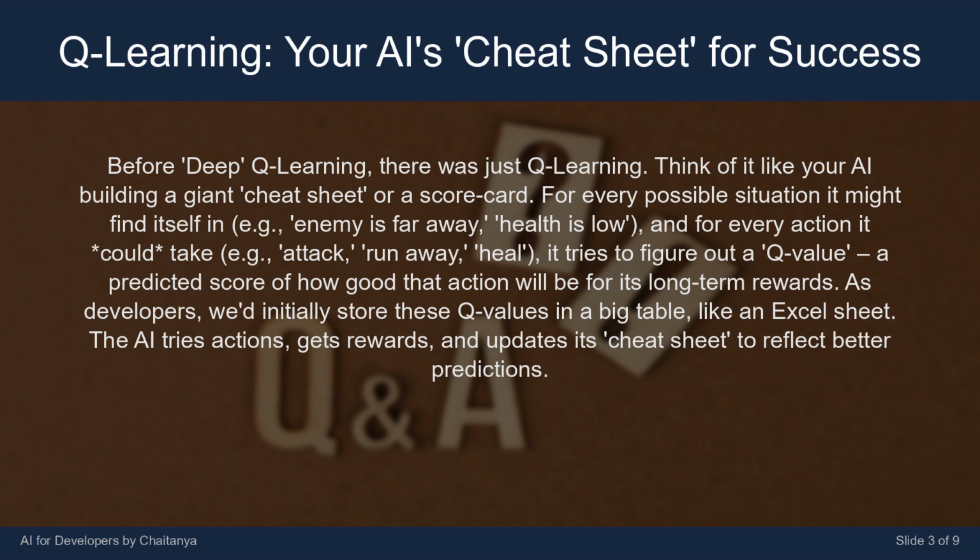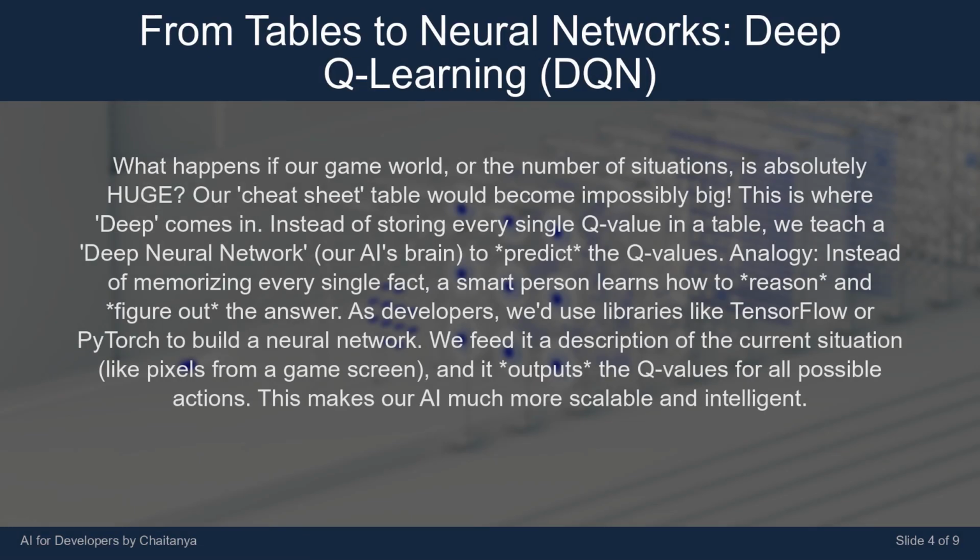As developers, we'd initially store these Q values in a big table, like an Excel sheet. The AI tries actions, gets rewards, and updates its cheat sheet to reflect better predictions. What happens if our game world, or the number of situations, is absolutely huge? Our cheat sheet table would become impossibly big.